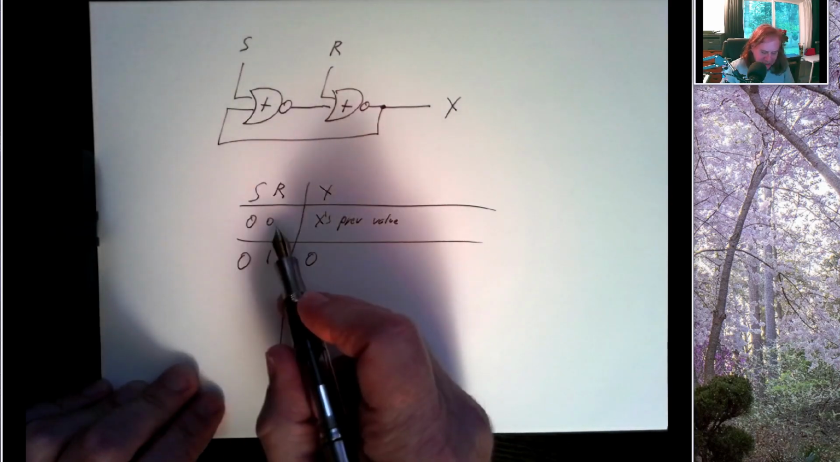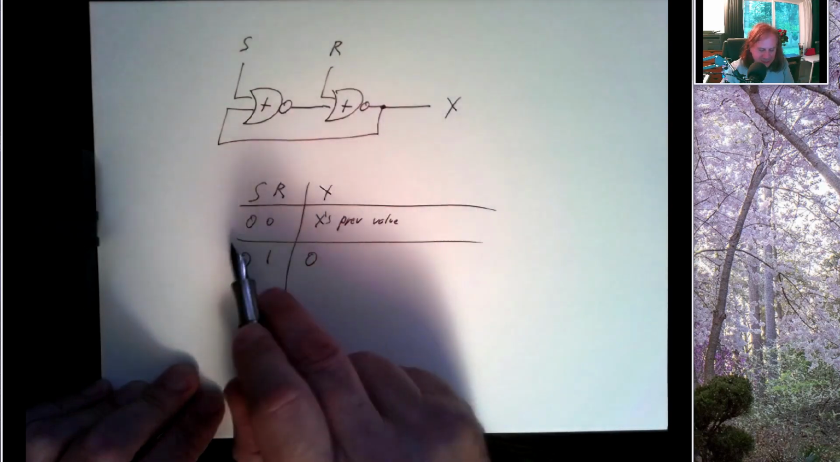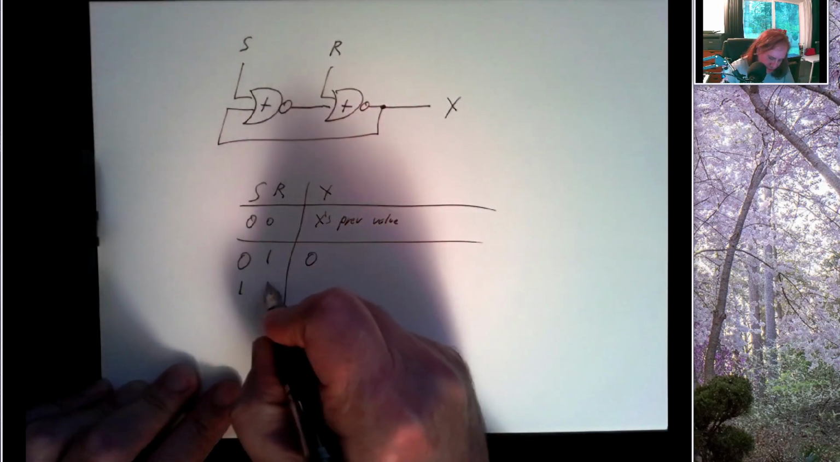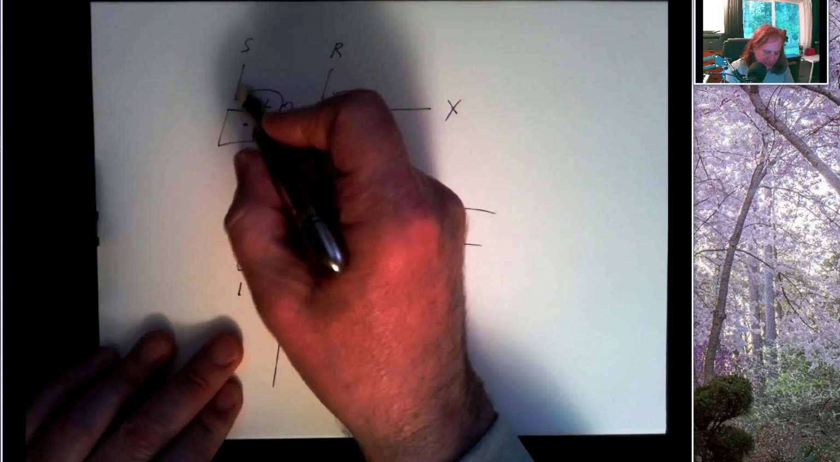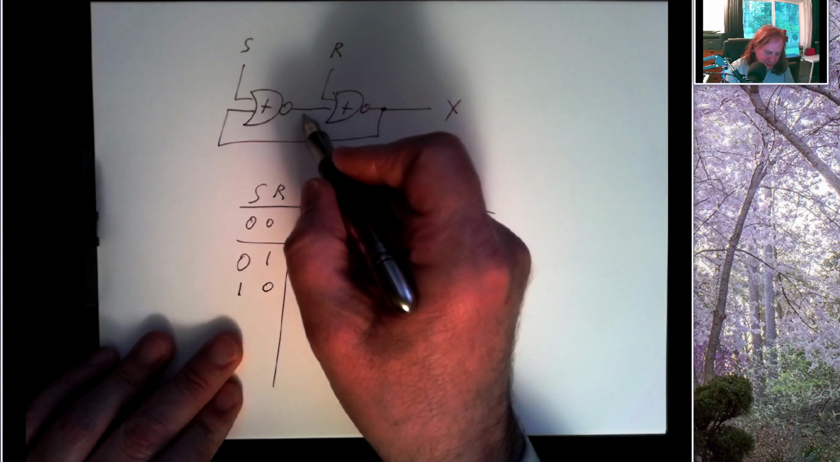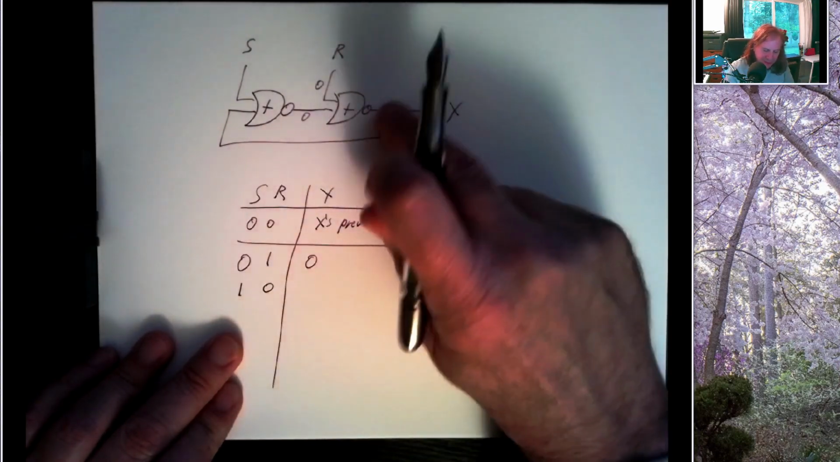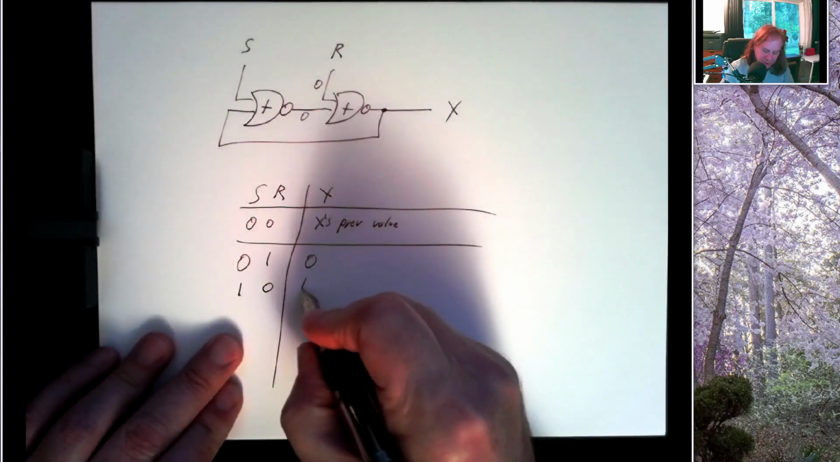Now if I go back to 0, 0, X will stay a 0 because X always shows its previous value when both of these are 0. But if I were to raise S to 1 while R is 0, well, putting a 1 in S makes this output 0. And if R is still a 0, I have a pair of zeros. The OR gate outputs 0, the NOR outputs 1, X outputs 1.